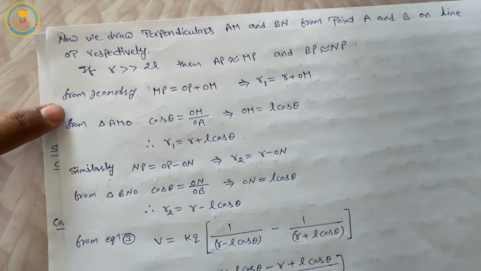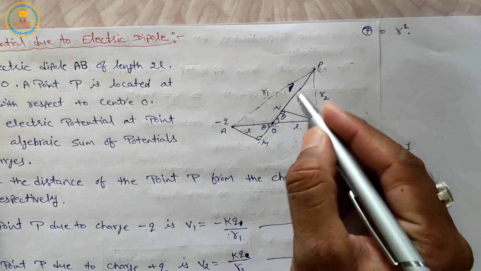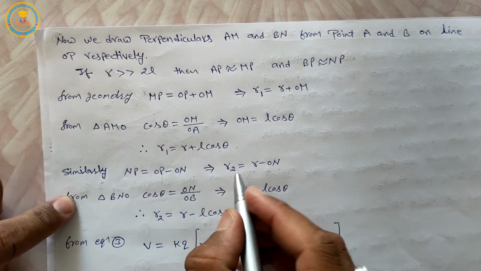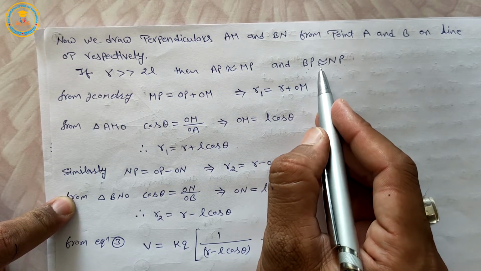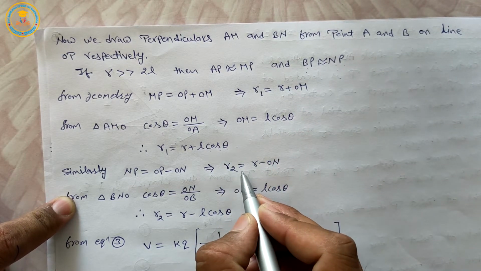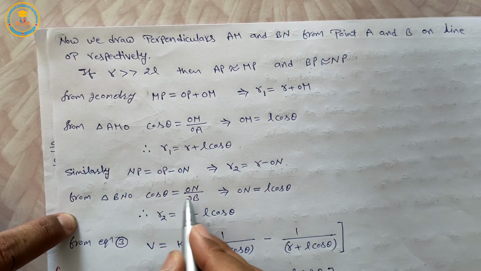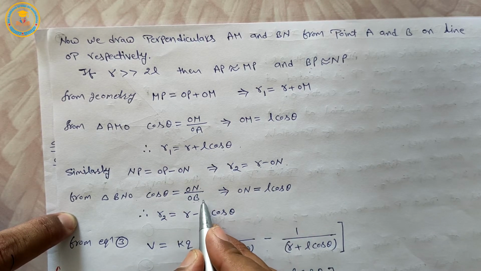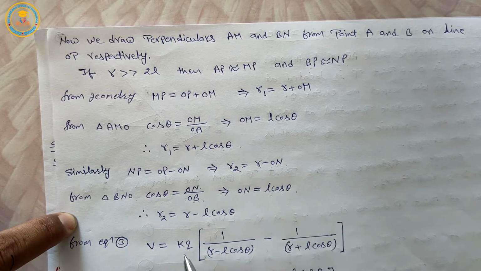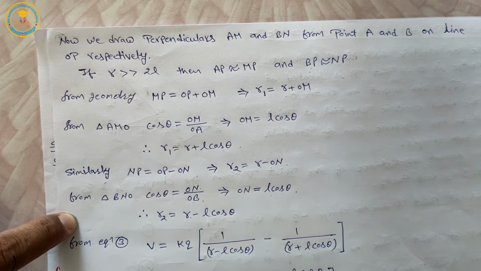Similarly, for NP, from geometry, NP is equal to OP minus ON. So NP approximately equals BP, and BP is R2. So R2 is equal to R minus ON. From triangle BNO, cos θ is equal to ON upon OB. So ON is equal to L cos θ, since the value of OB is L. So from this equation, R2 is equal to R minus L cos θ.